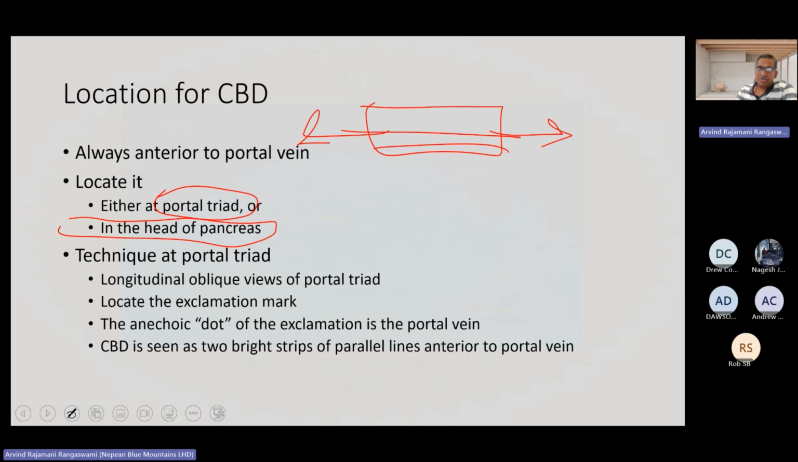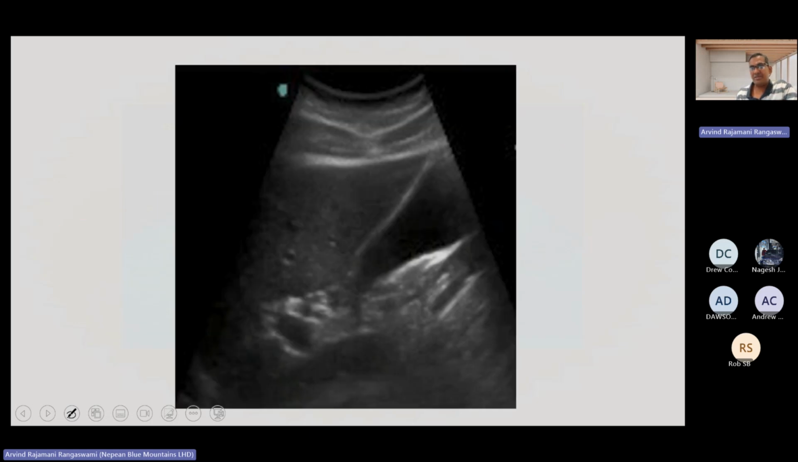The technique at the portal triad is you get the usual longitudinal axis of the portal triad, which is the exclamation mark sign, and then the anechoic dot of the exclamation. So this is the gallbladder, this is the main lobar fissure, and this particular thing here, that's the portal vein. That's the actual dot of the exclamation mark. And the common bile duct is seen like this, just anterior to the portal vein as two parallel strips like this. Okay, this is the CBD here.